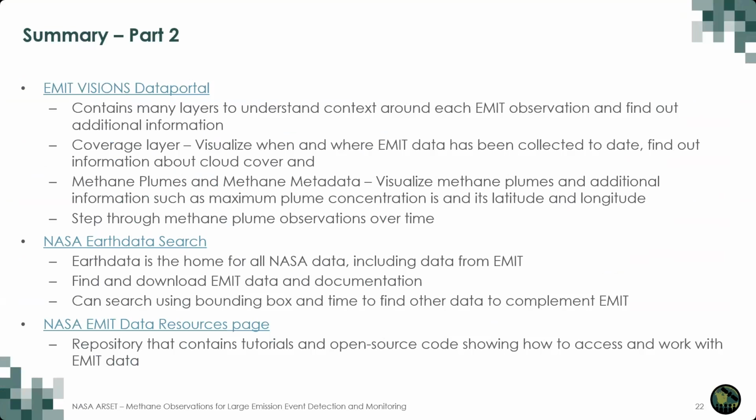Next, Phil showed us how to find EMIT data through NASA Earth Data Search. Using Earth Data Search, you can find and download EMIT data and documentation. You can also find out how to access EMIT data on the cloud, as well as using search functions like a bounding box and a time window to find other data at the same location and time to complement EMIT. The EMIT Data Resources page that Phil showed is a repository that contains tutorials and open source code to help you access and work with EMIT data.